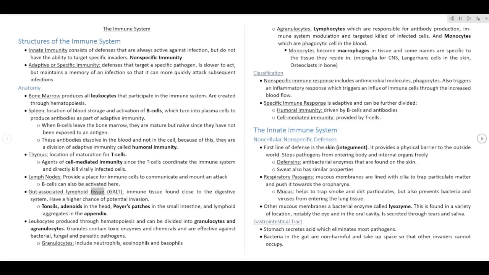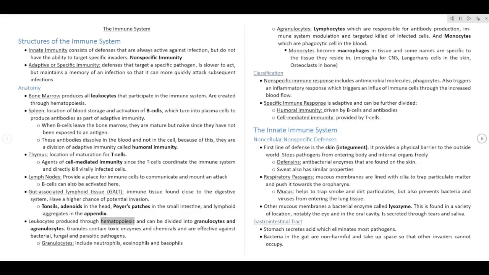Gut-associated lymphoid tissue, GALT, immune tissue found close to the digestive system. These areas have a higher chance of potential invasion. Tonsils and adenoids in the head, Peyer's patches in the small intestine, and lymphoid aggregates in the appendix.